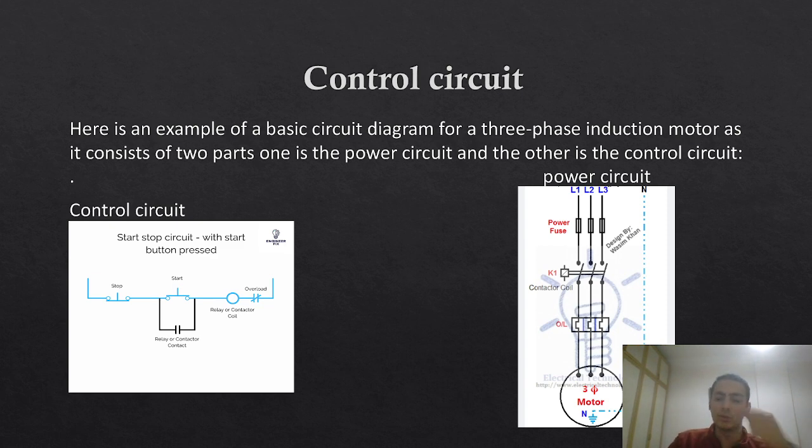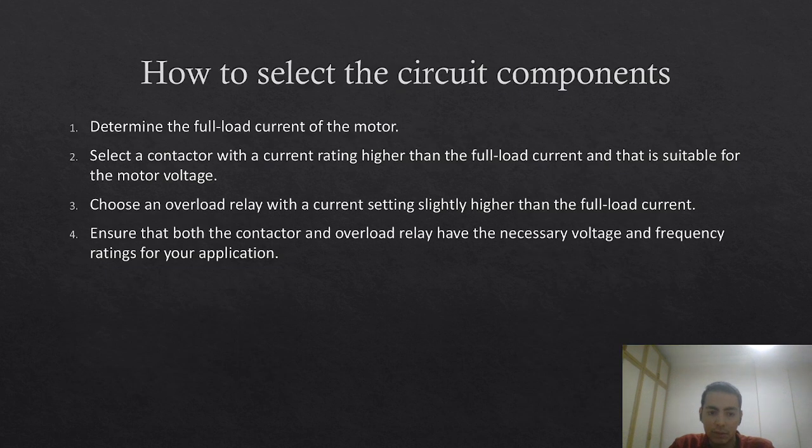In case of short circuit or high load current, the overload will trip, and the normally closed overload contact will open and cut off the current in the control circuit, and cut off the current from our motor, and turn off our motor in case of short circuit.